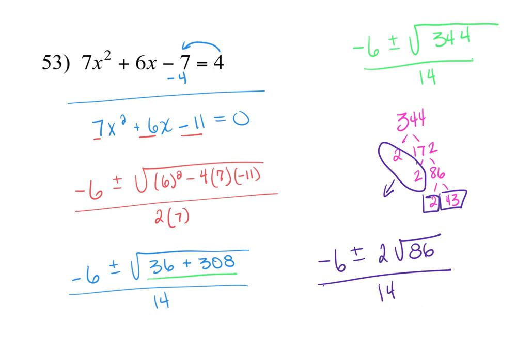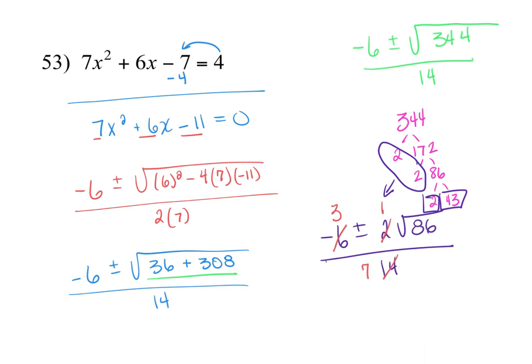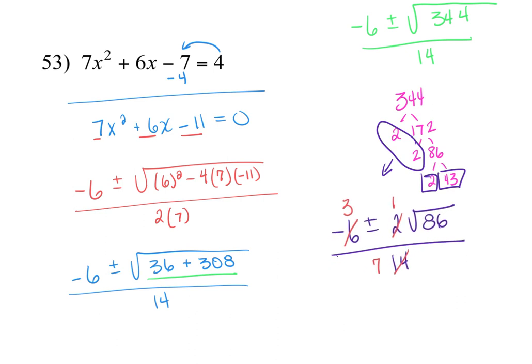And so I do have a number that comes out of all 3 of them. A 2 can come out of all of them. And some of you did it twice. It actually only comes out of it once. So a 2 comes out of all of these one time. 6 divided by 2 is 3. 2 divided by 2 is 1. 14 divided by 2 is 7. All right? You take a 2 out of all of them at one time. And then once you do that, you can rewrite him. So I have a negative 3 plus or minus. You can put the 1 there. You don't have to. Square root of 86 all over 7. And that is my answer. That's as simple as I can get it.